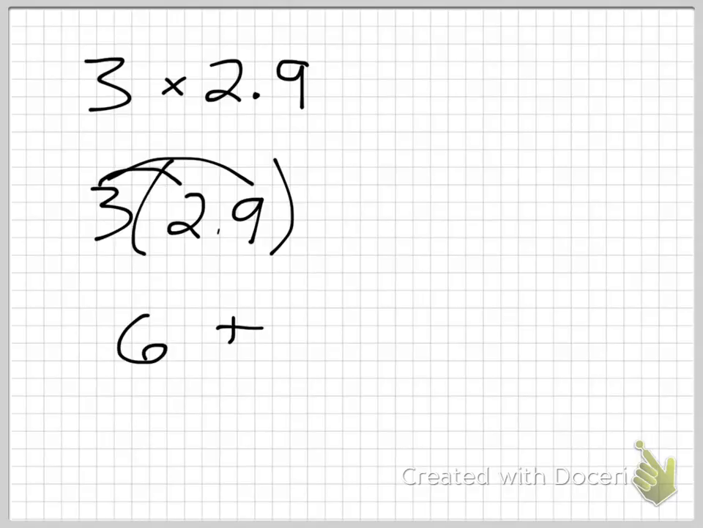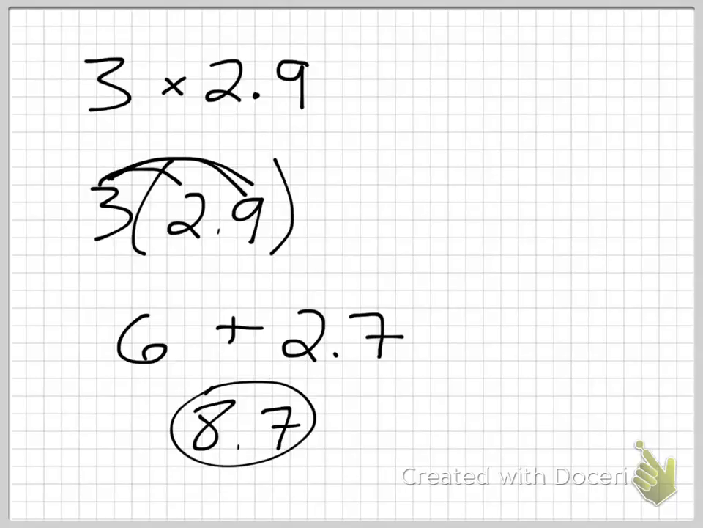6. Plus. 3 times 9, is that a 9? So is that 18? No. It's 3 times 0.9. What is 3 times 0.9? 2.7. What is 6 plus 2.7? 8.7. Does that make sense? How many of you got that?